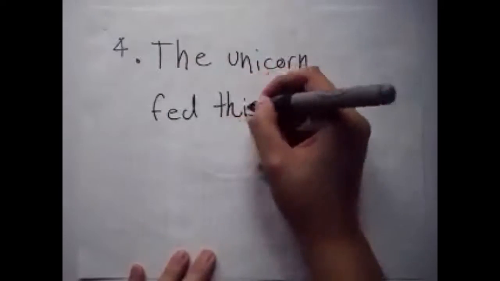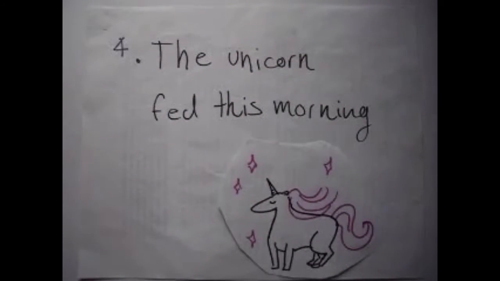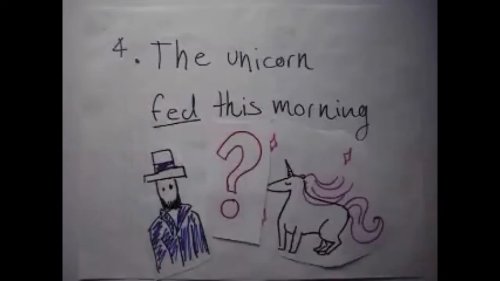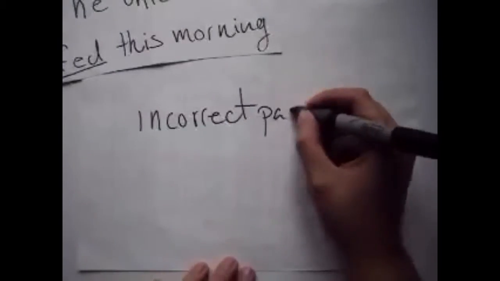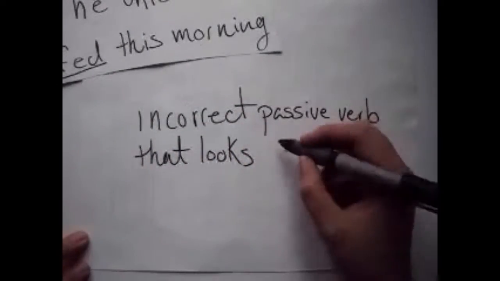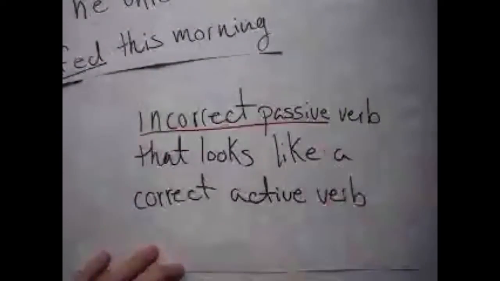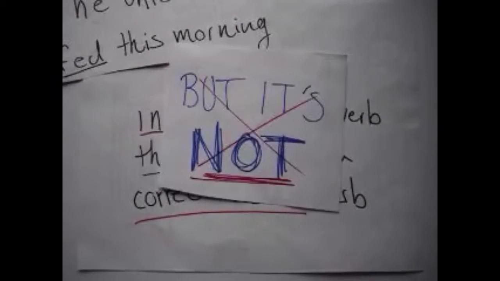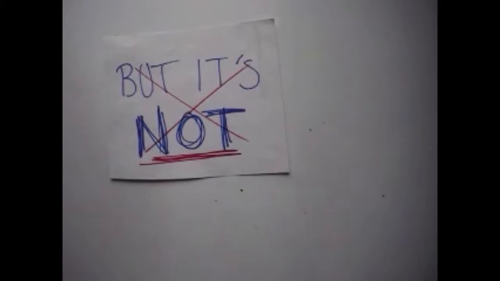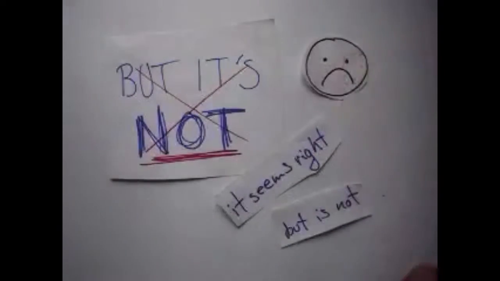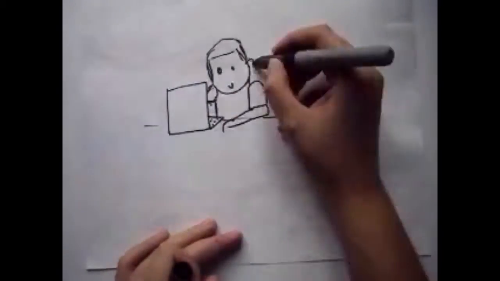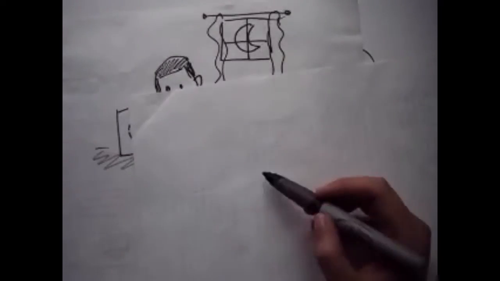Let's see an example of an incorrect sentence. This sentence is wrong because it has an incorrect passive verb which looks like a correct active verb. But even if it seems right, it is not. Like being on the internet all night and regretting it the next day.